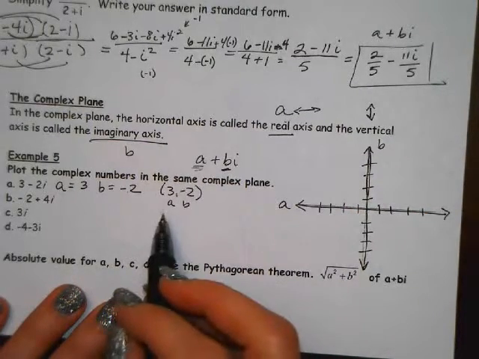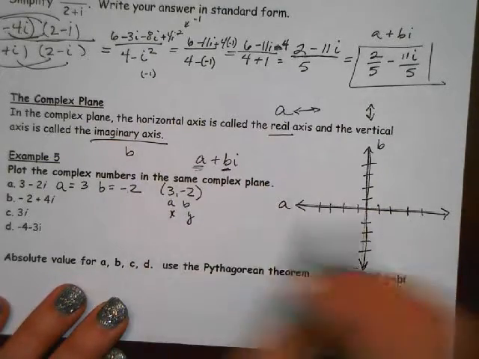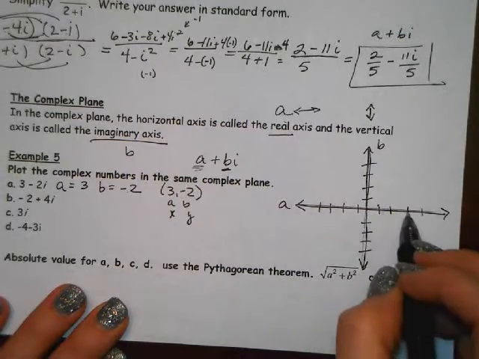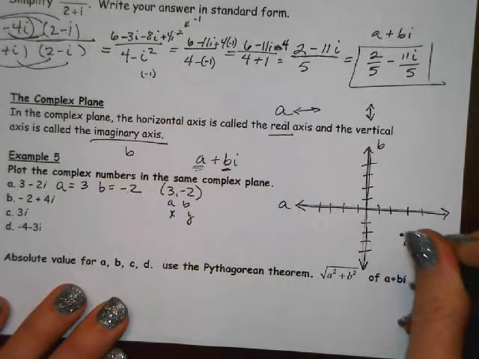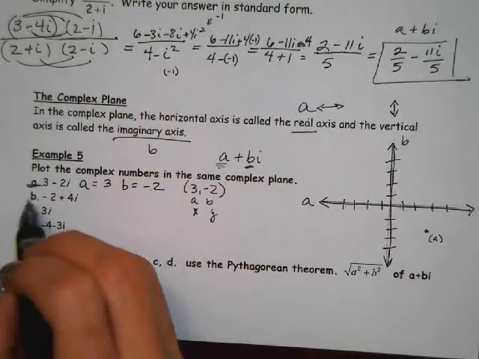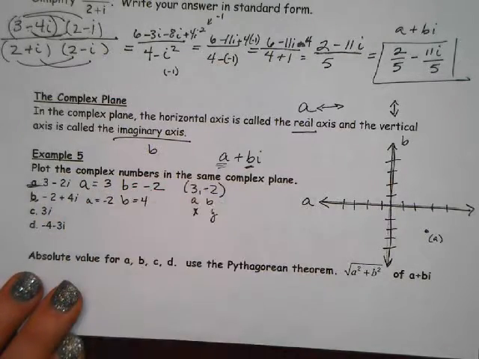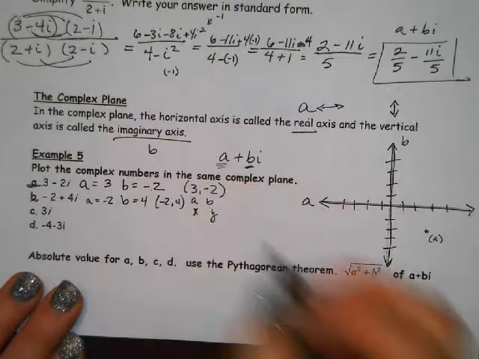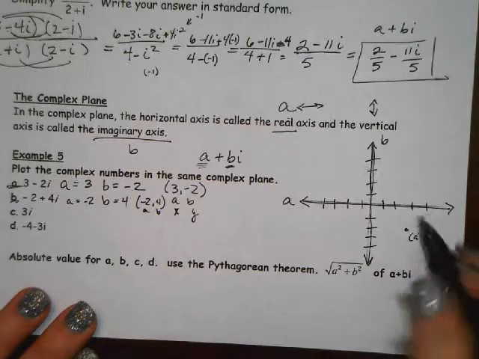And we would treat this similar to x and y, very similar to how we treat x and y, right? So the x is the horizontal and the y is the vertical. Well, that's how the a and b are. So I would go over 3, 1, 2, 3, and I'd go down 2, 1, 2. And then that would be my point. That would be my first complex number graphed. If I look at my second complex number, my a is negative 2 and my b is 4. So I could rewrite that point as negative 2 comma 4. So this is my a, that's my b. I can go to my plane and I can graph it.